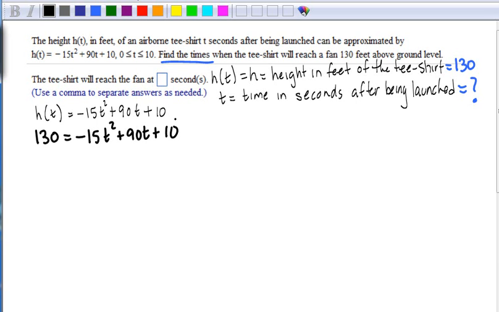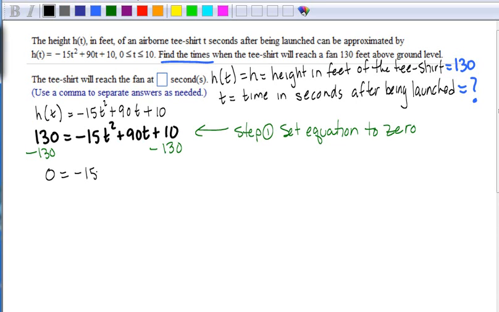Now, this is a polynomial equation, which is what we're solving, and it has degree 2. So I know how to solve that. I can solve this by factoring and using the zero factor principle. So that's what we're going to do next. But to solve that, I need to get a 0. To set the equation to 0, I am going to get rid of this 130. So I'm going to subtract 130 from both sides to get 0 equals negative 15t squared plus 90t, and then this would be subtracting 130 from 10, so it would be negative 120. That's our first step.